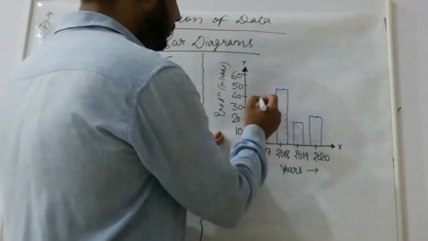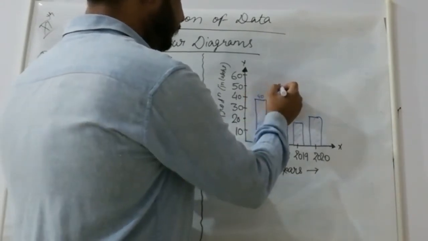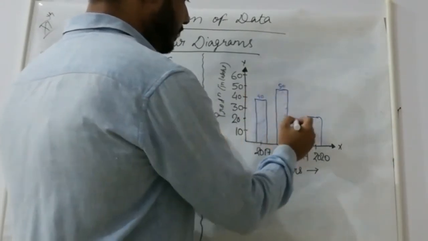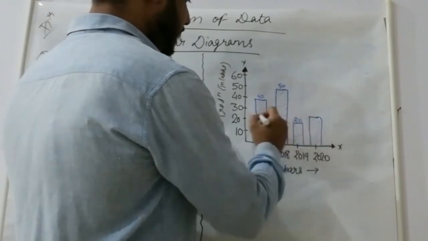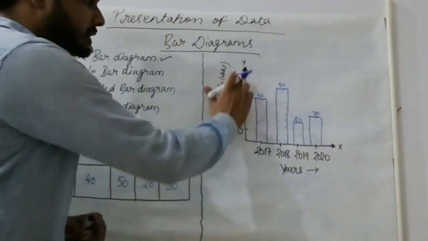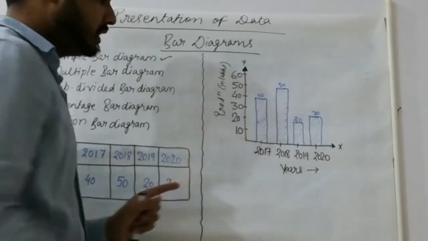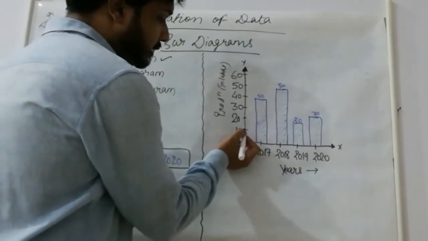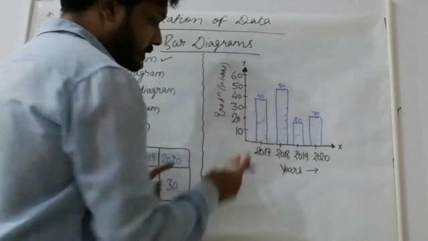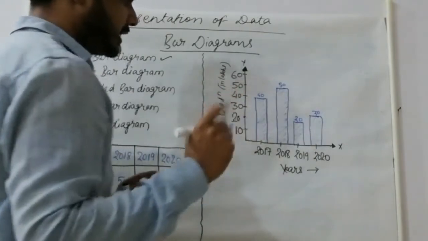Here at the top, if you want, you can write the data, that is, this is going to be 40, this is 50, this is showing 20, and this one is 30. And this line which we have made, we have taken gaps of 10. And in graph paper, this one unit of gap represents 1 centimeter.